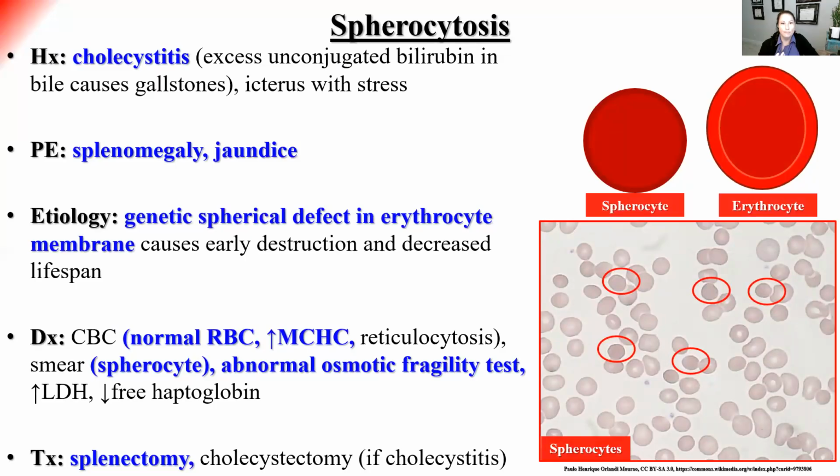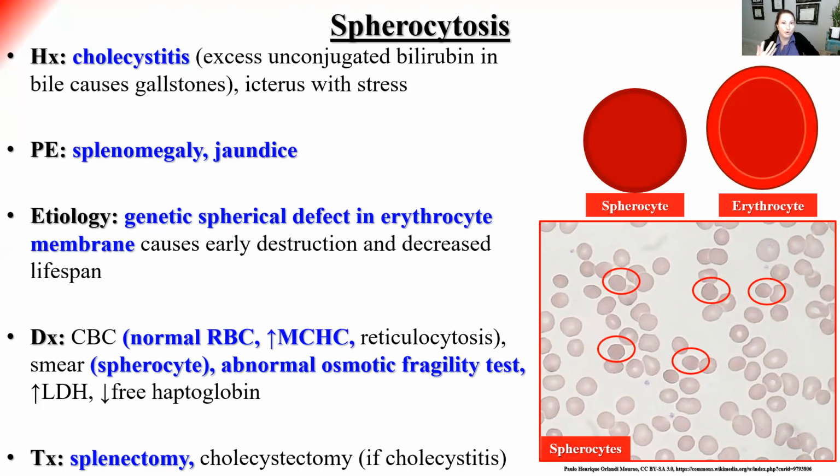On CBC, you will probably see a normal red blood cell. You'll see an MCHC that's increased because these are a darker type of cell. You can see on that picture there that the spherocytes in the circles are a darker type of cell. On the smear, it's going to be specific for the spherocytes. Here's the definitive test for this one besides the smear test. Abnormal osmotic fragility test. Because there's a defect in that membrane, osmosis is not going to be normal.